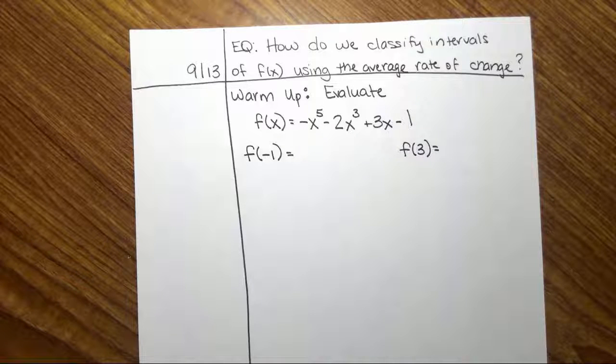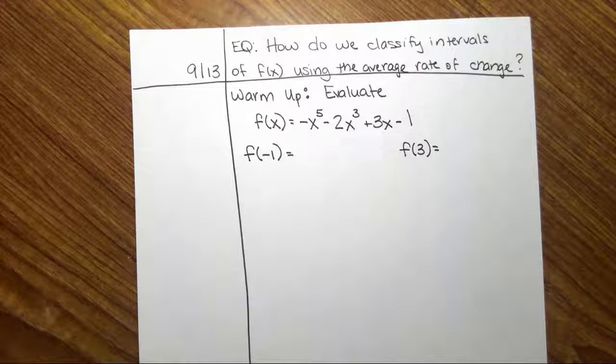Yesterday we started talking about maximums and minimums, right? And identifying different intervals and where things were increasing, decreasing, and constant. What did we say a maximum was? It's the point where you go from increasing to decreasing. We said a minimum is where you go from decreasing to increasing, right?